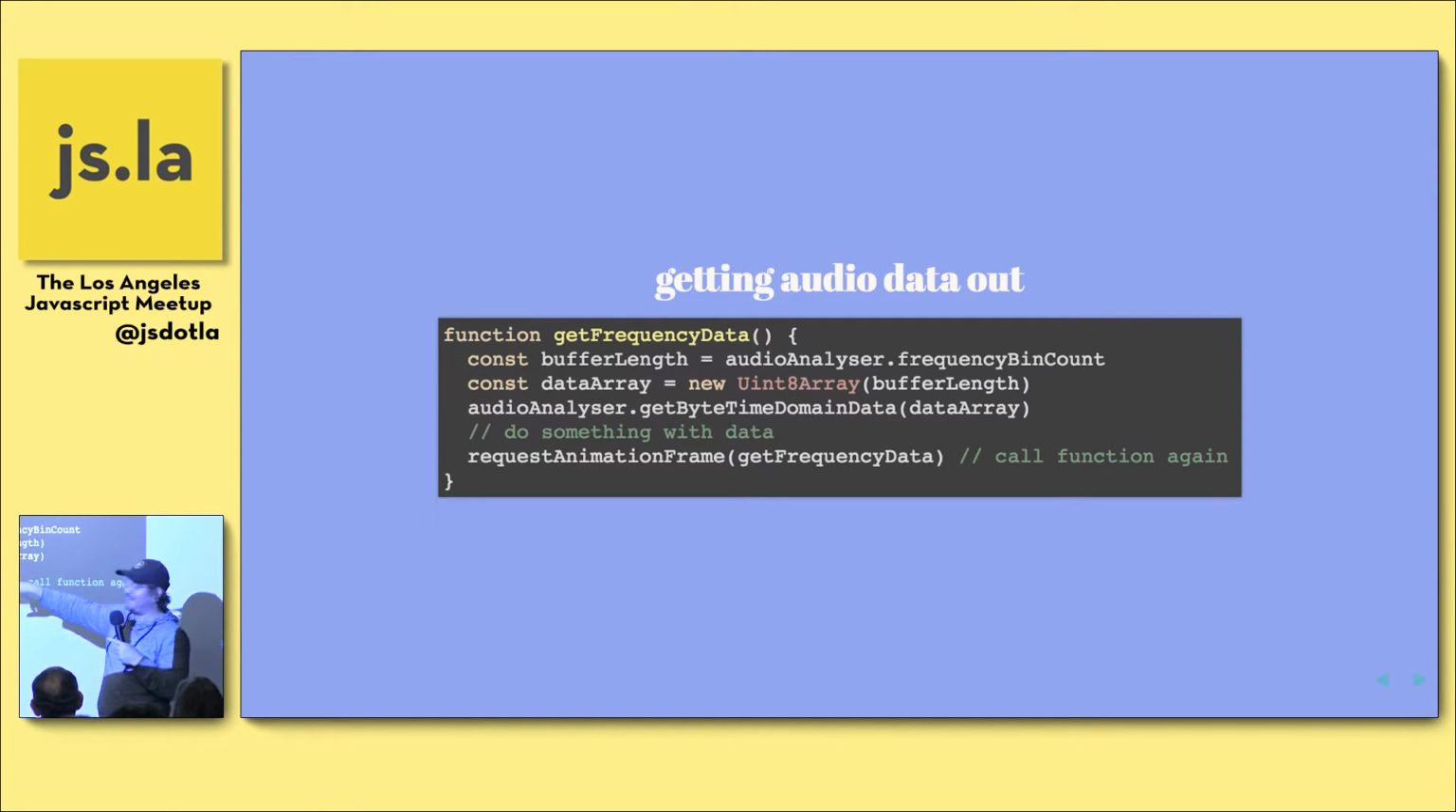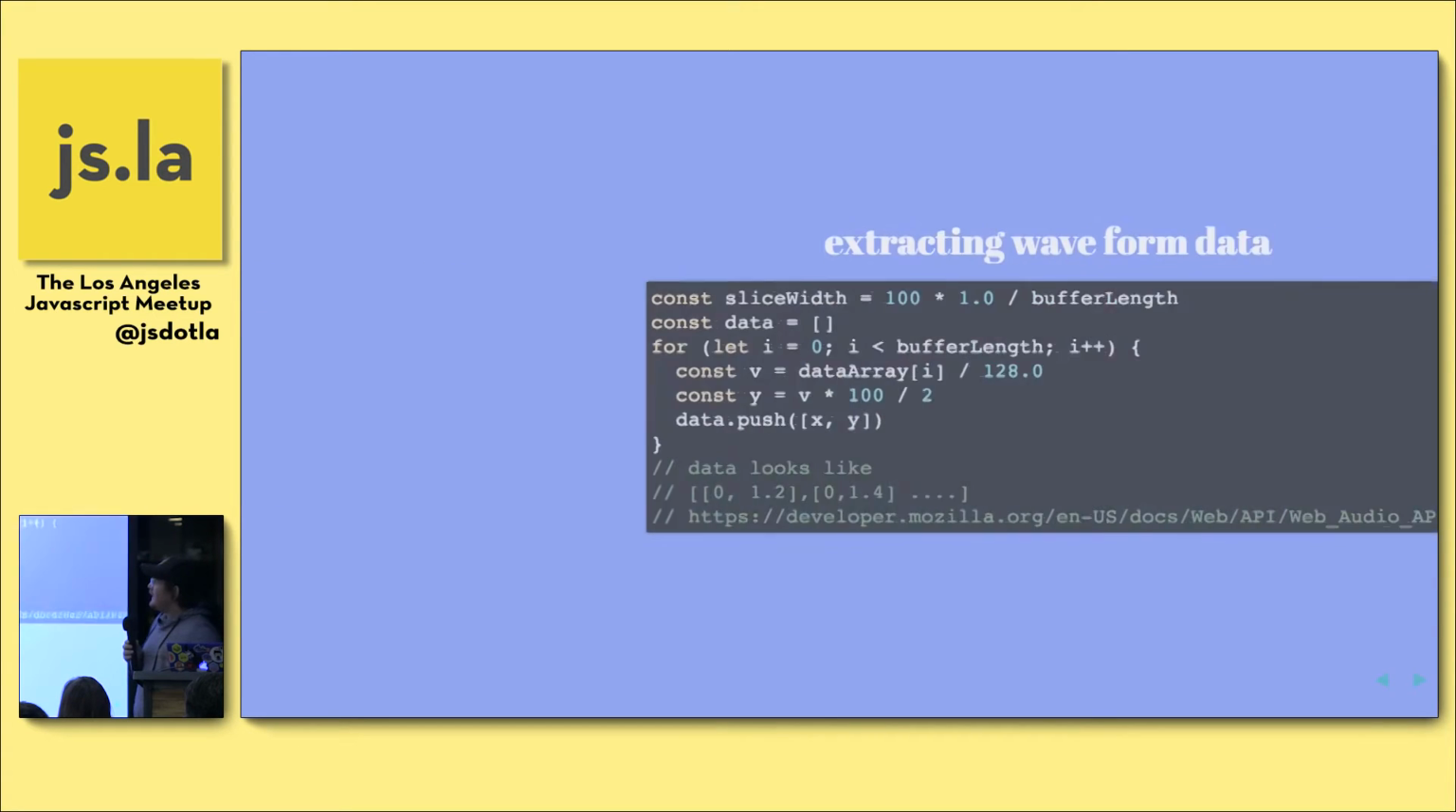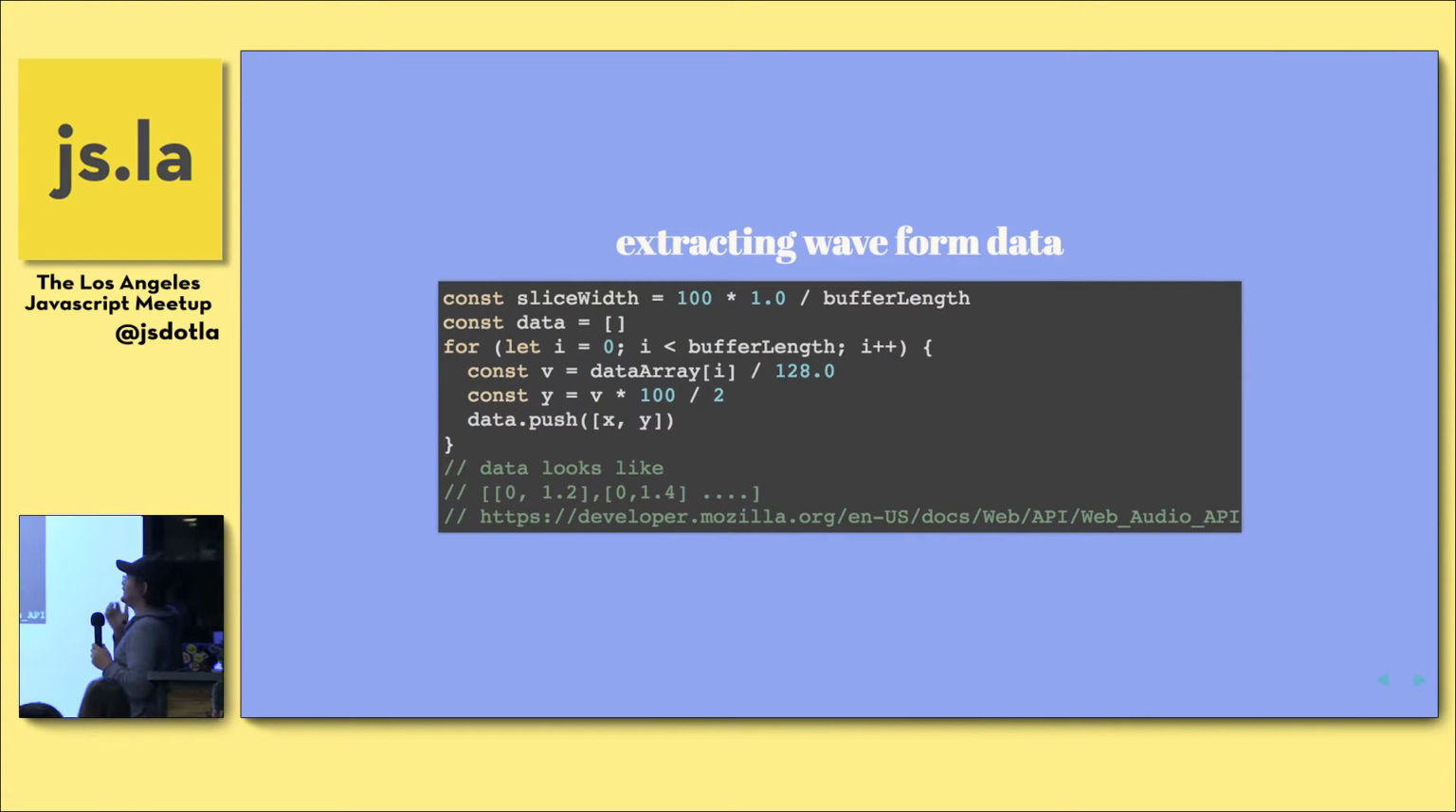I really love that method name. But then calling it with the data array is actually going to hydrate that data array with a bunch of binary data from that current buffer. And then as you can see here, I'm just using request animation frame to call this thing over and over and over again and get out the data for each sequence. And this is what actually creating a visualization looks like.